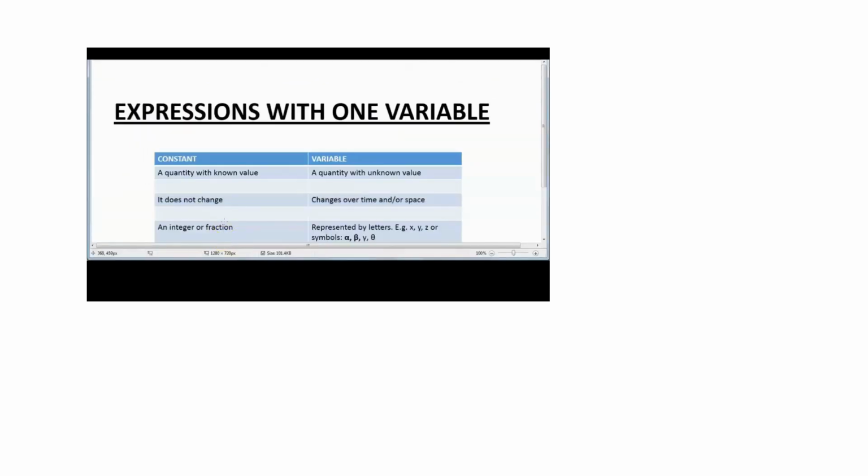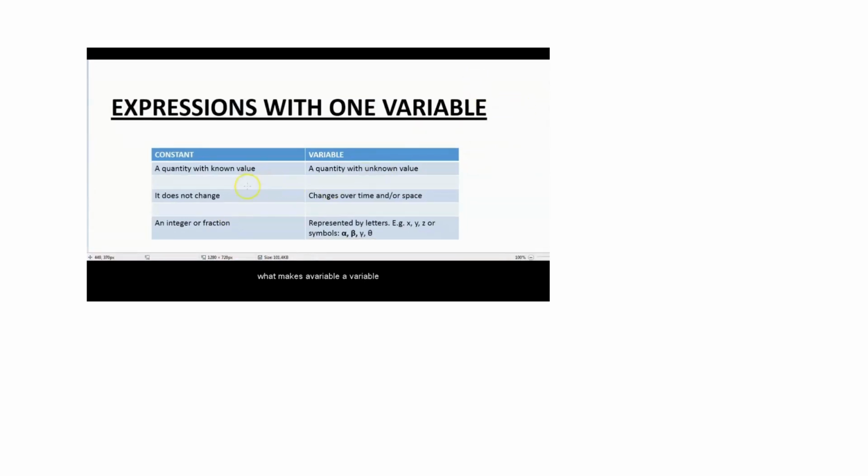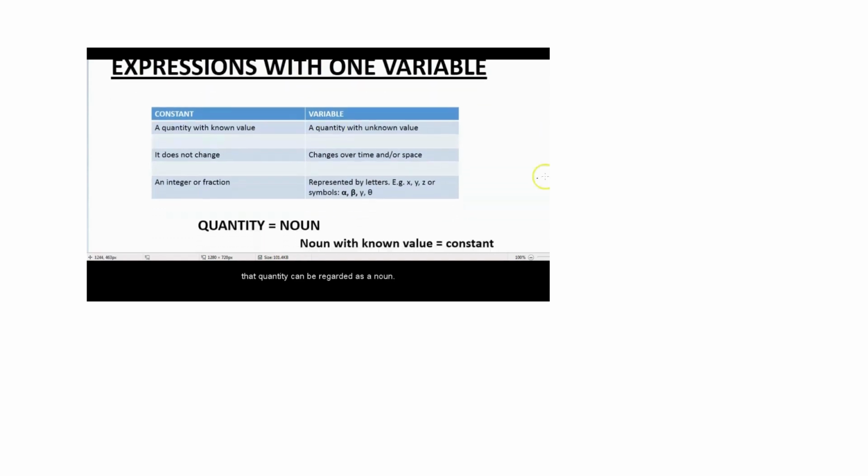So one may ask, what makes a variable, and what makes a constant? The difference between the two is clearly spelled out in this table. Just like we mentioned in the previous lesson, a constant is a quantity with known value. That quantity can be regarded as a noun.